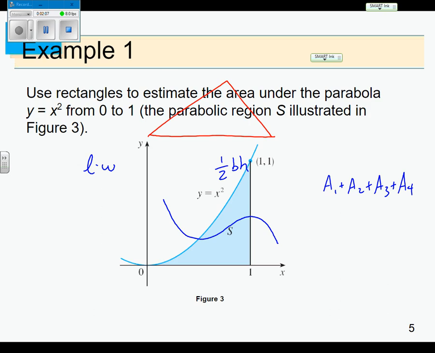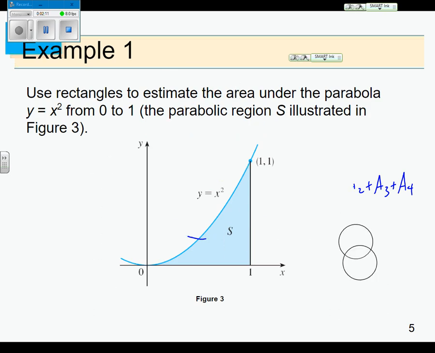But what I want to do is jump straight into an area problem. I want to find the area under the curve of a parabola. The parabola is y equals x squared, so it's just your basic parent function. And I'm just interested in the area between the x values of 0 and 1. So here's what I'm wanting to use.